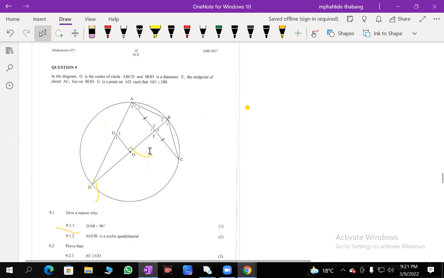We get point F, F1 and F3. The radius and the chord: a radius that bisects a chord is perpendicular to it. So F1 is 90, F2 is 90, F3 is 90. Since F1 is 90, what are we parallel? OG is parallel to AF.